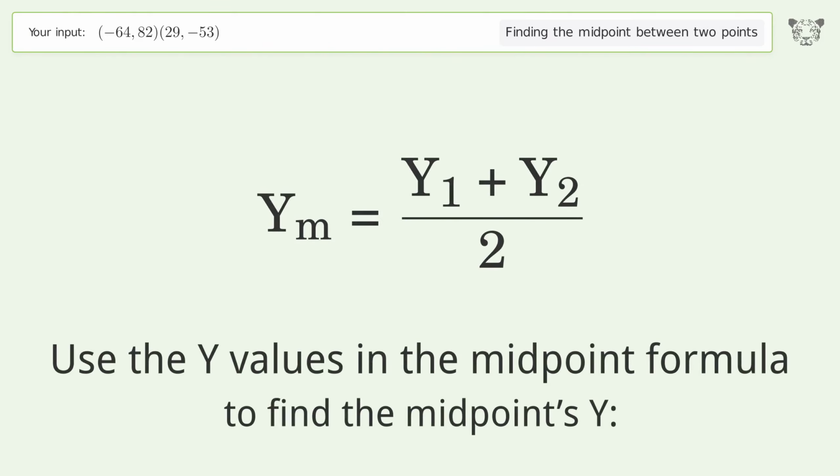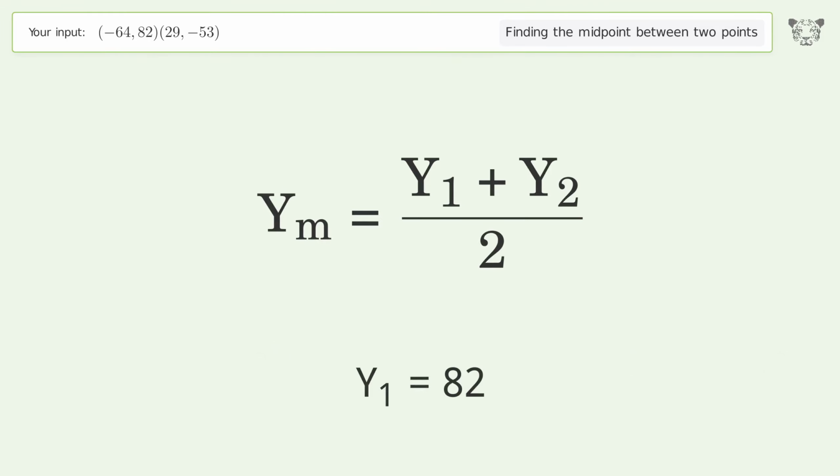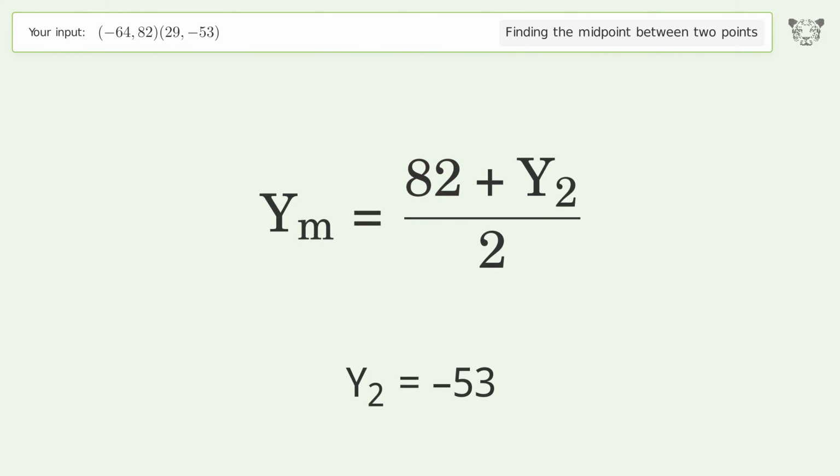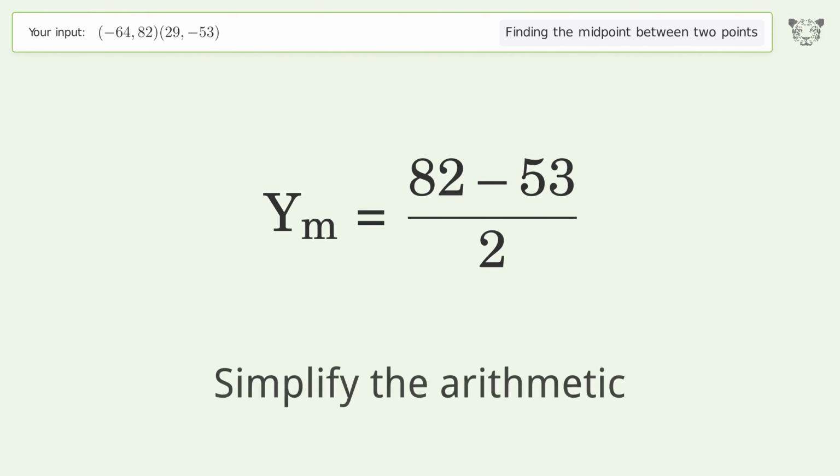Use the y values in the midpoint formula to find the midpoint's y. y1 equals 82. y2 equals negative 53. Simplify the arithmetic.